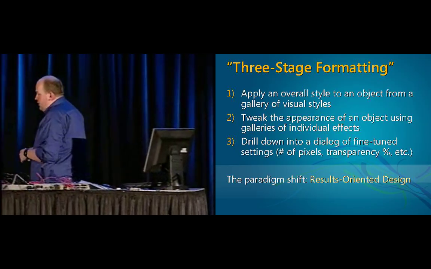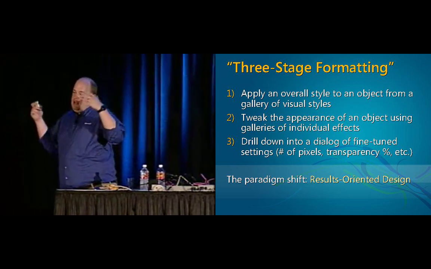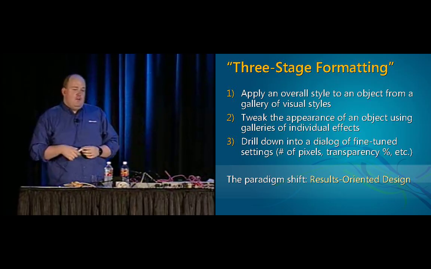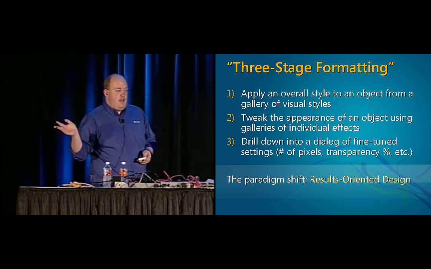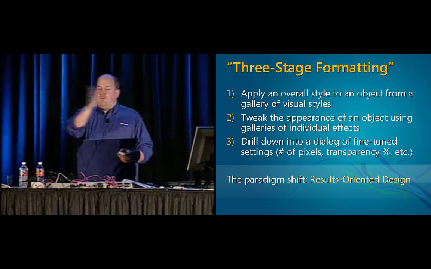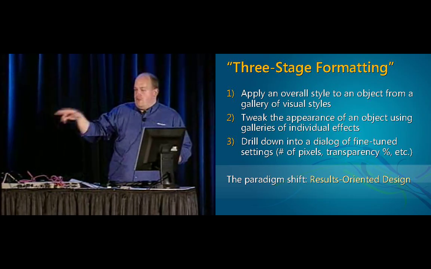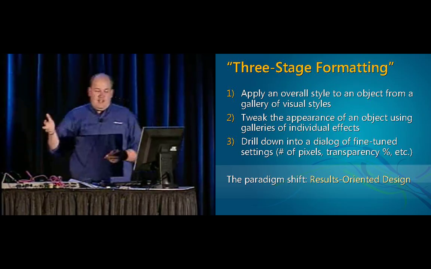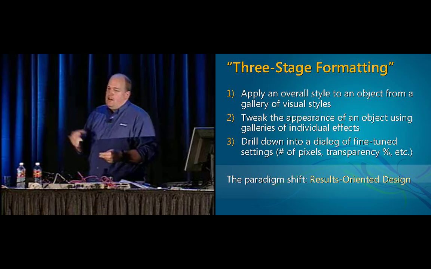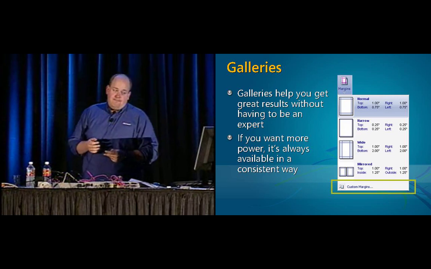So a really important way of thinking about galleries is, we found in the usability lab that people do what we call 3-stage formatting over and over again, which is they look for an overall style to apply to an object, and then they tweak it, but still using galleries. So this is like I've given you an overall table style, and then secondly, I've given you a style of header rows or footer rows, and you tweak those next, and then you drill down into the real core formatting if you need to tweak something. So we've tried to make it possible to do 3-stage formatting throughout all of our objects.